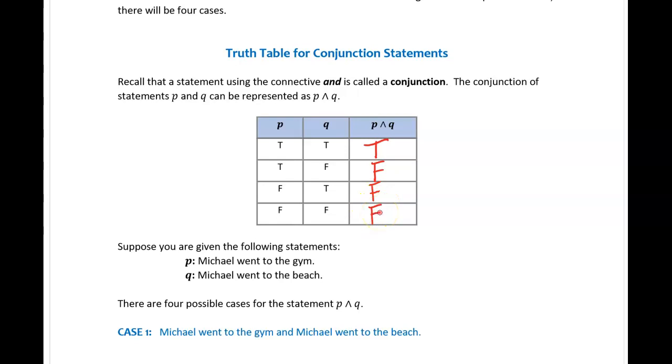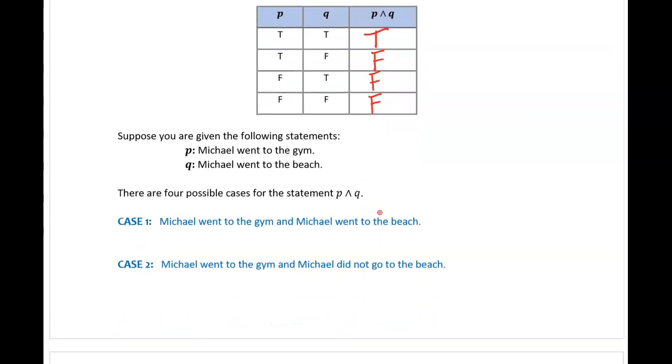Suppose you are given the following statements. Michael went to the gym. Michael went to the beach. There are four possible cases for the statement P and Q. When looking at each of these cases, make sure you refer back to the original statement P and Q. So for case 1, Michael went to the gym. This means P is true, and Michael went to the beach, meaning Q is true. The statement P and Q is true.